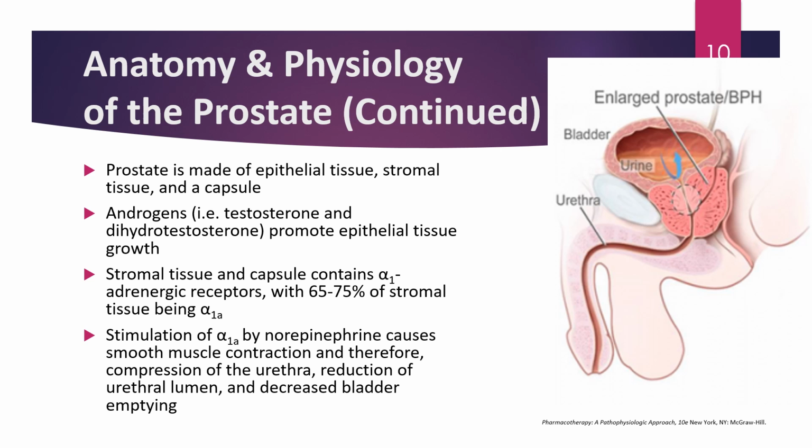Whenever these alpha-1A receptors are stimulated by norepinephrine, it causes smooth muscle contraction and therefore compression of the urethra, reduction of the urethral lumen, and decreased bladder emptying. So antagonism of this pathway, which is a target of one of our drug classes, can actually reverse these symptoms, or basically minimize these symptoms, such that increased bladder emptying can occur.